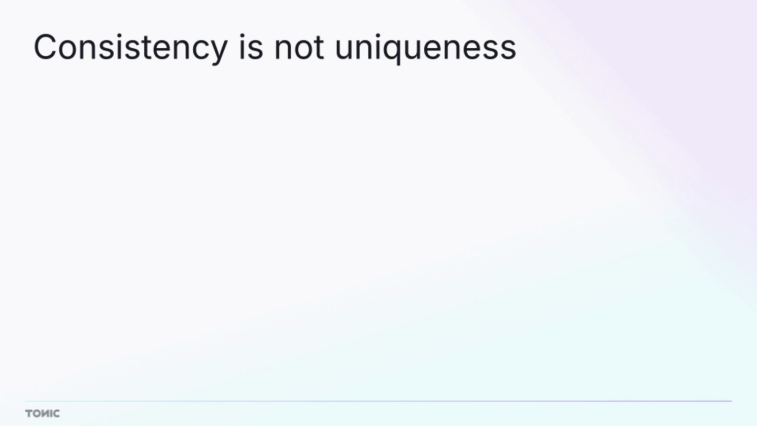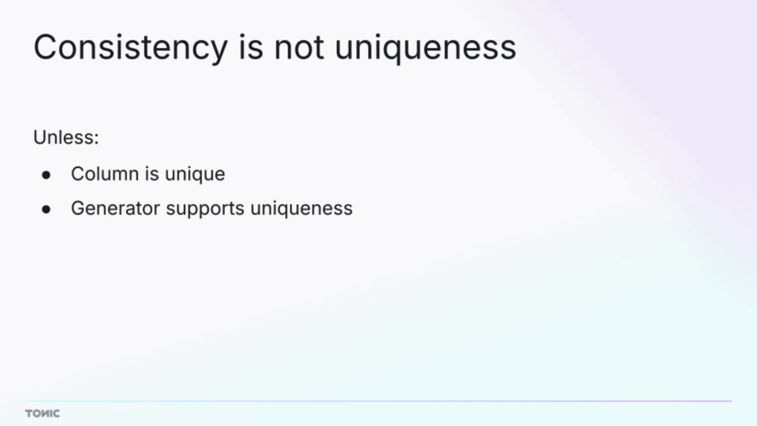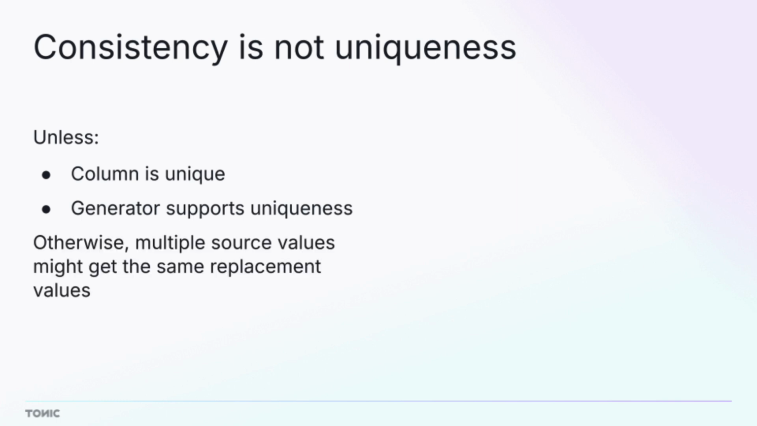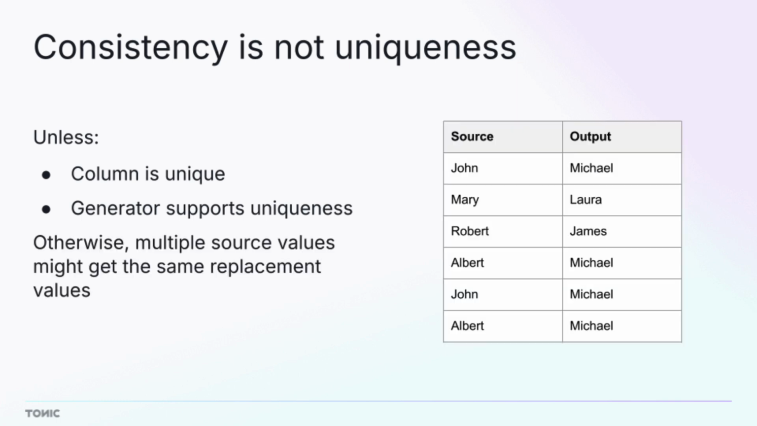And finally, note that consistency does not guarantee uniqueness, unless the column is unique and the generator also supports uniqueness. For example, for a consistent name generator, the first name John always results in the first name Michael. However, the first name Albert could also always result in the first name Michael.